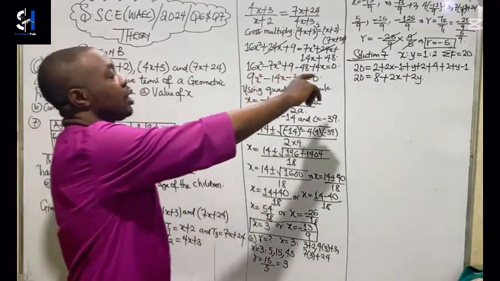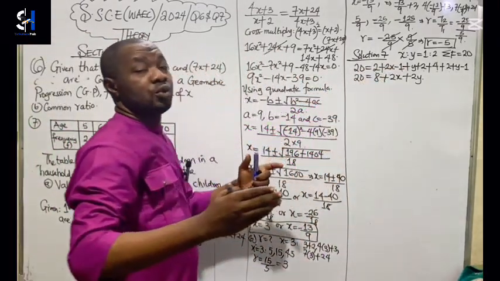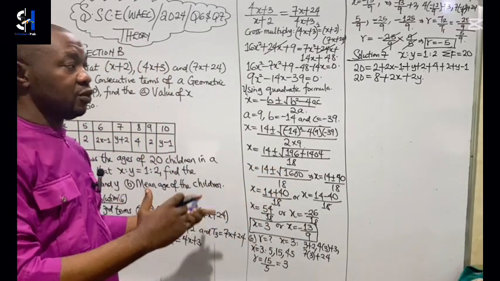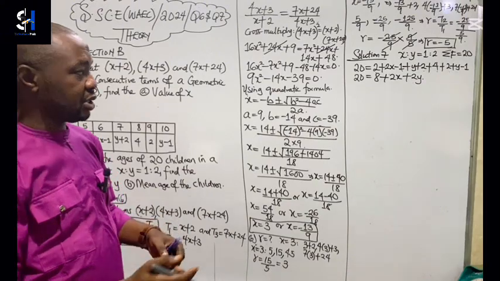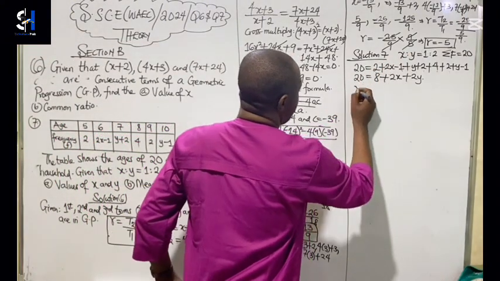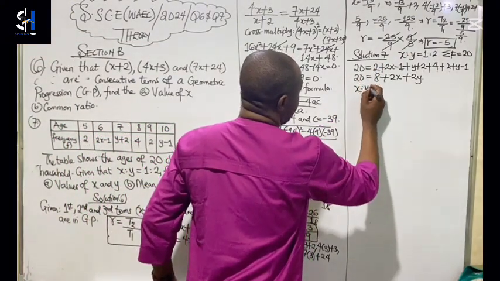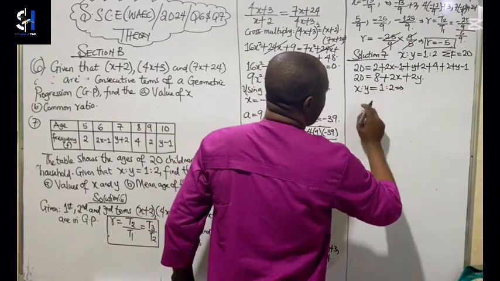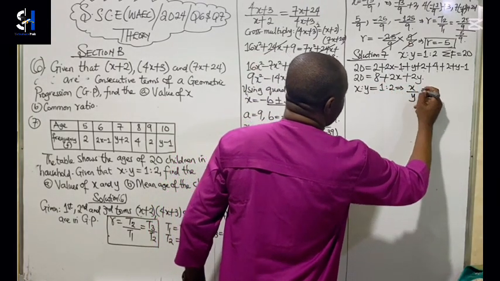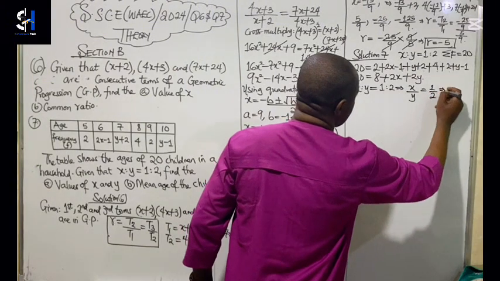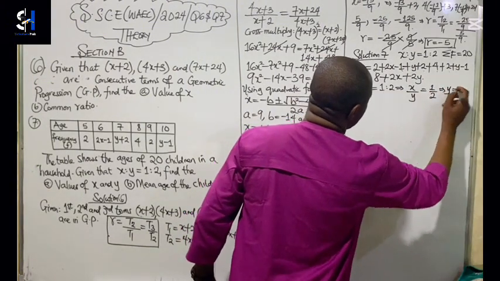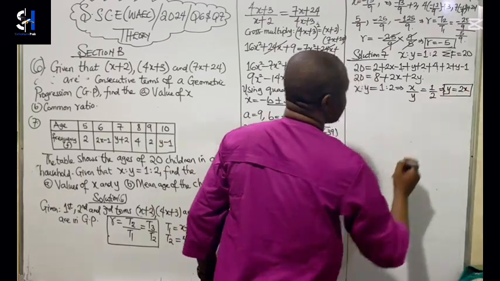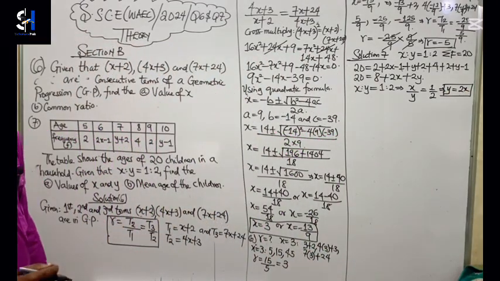We are given the ratio of x and y, so we can express x in terms of y or y in terms of x. From what we have here, x ratio y equals 1 ratio 2. We can write this as x over y equals 1 over 2. So y times 1 is y, and 2 times x is 2x. So y = 2x is the equation connecting x and y.